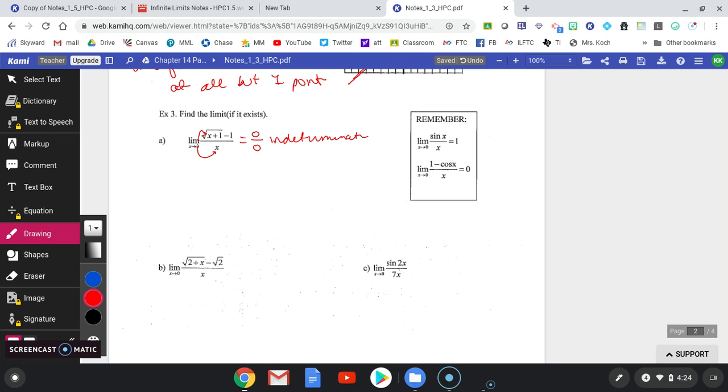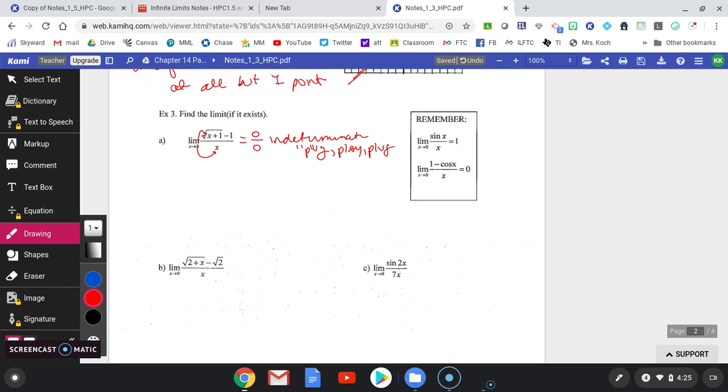When it's indeterminate, I'm going to use that method of plug, which I just did. Didn't work, so now it's time to play, and then we'll plug in again. How do we play with this? That is a brand new concept in this section, 1.3.